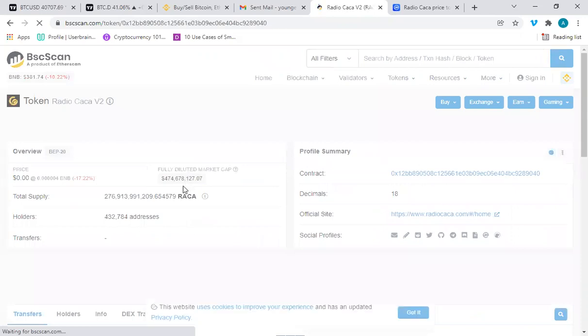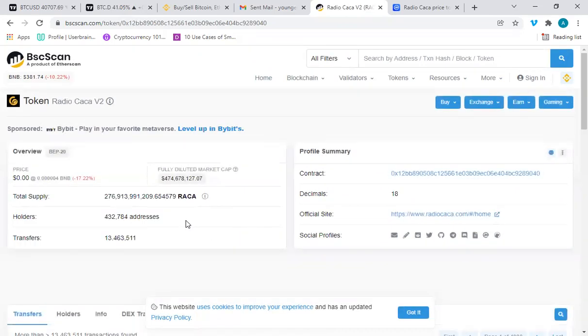See the holders. Holders are like the active addresses. And see, this coin has 402,784. It's actually a very good thing for a coin to have very high addresses. We want to have very high addresses. And see the transfers. It has 13 million 463,511 transfers. It's actually a good thing that this coin has been transacted by so many people, it has been known by so many people.